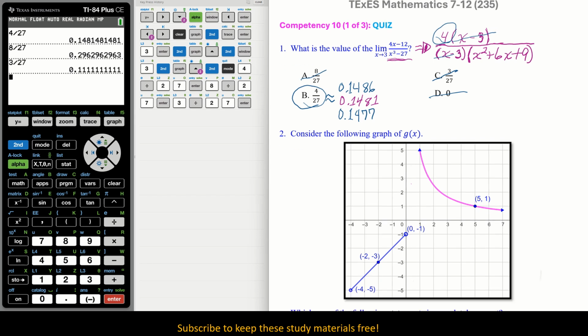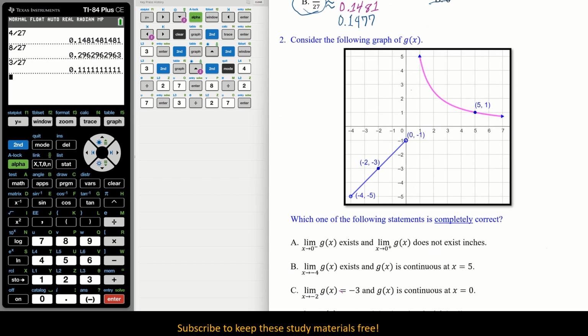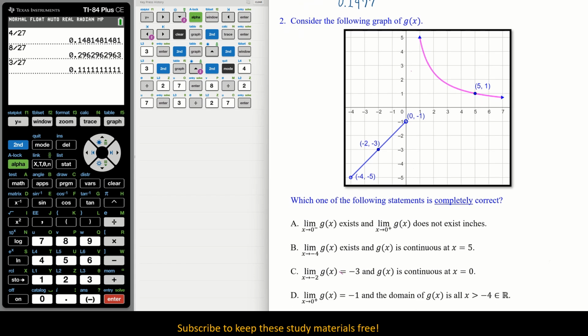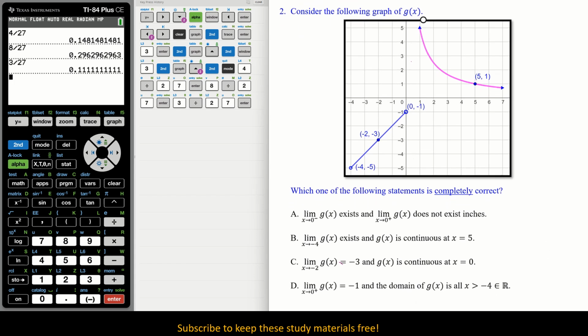Okay, now let's look at number 2. All right, consider the following graph of G. That is a piecewise type function. Okay, it's in sections. Which one of the following statements is completely correct? Now it has to be completely. There are 2 parts to each answer, and we have to believe them both. So let's begin with A.